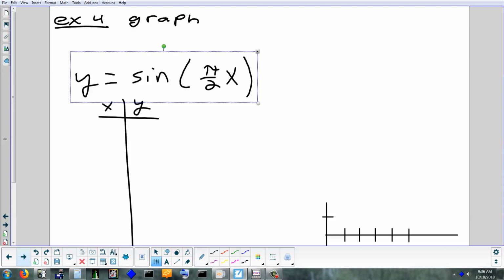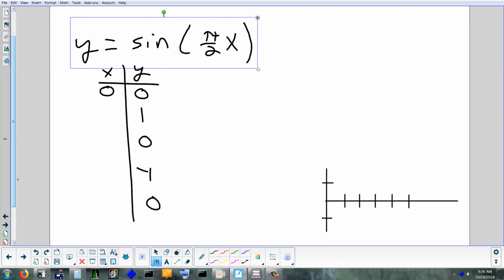You're multiplying by a number in front of x. 3.14 divided by 2 is 1.57. So it's just like 1.57x. But leave it as pi over 2 and we'll see what happens. So 0, 1, 0, -1, 0. First x value? 0. What's my formula to find where the cycle is going to end?